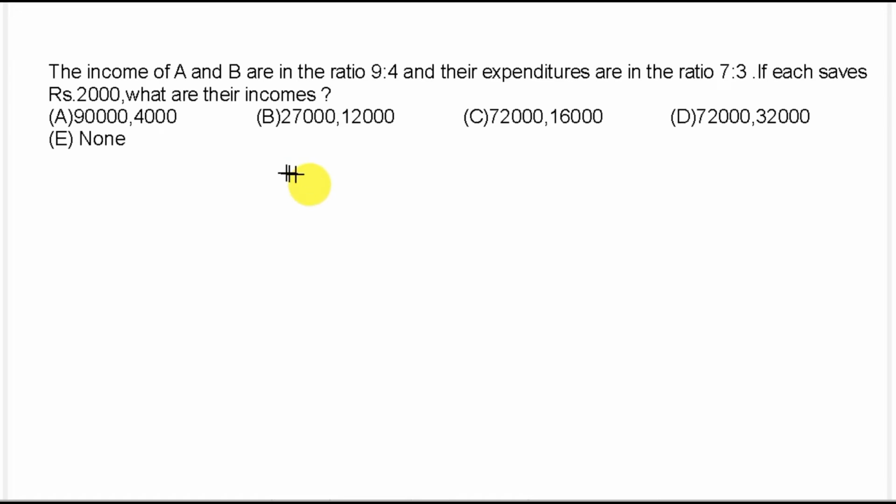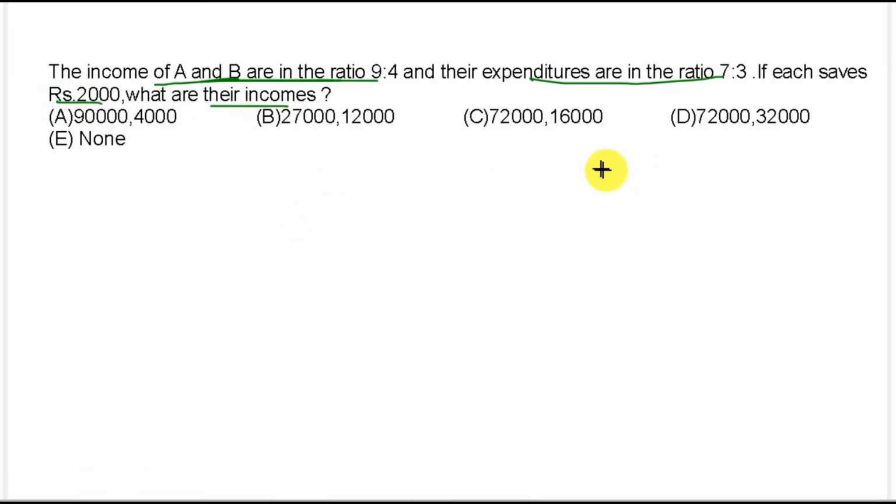Now here comes the next question. It's a very typical question of income and expenditure. According to the question, the incomes of A and B are in the ratio 9:4 and the expenditures are in the ratio 7:3, and if each one saves 2000, what are their incomes?